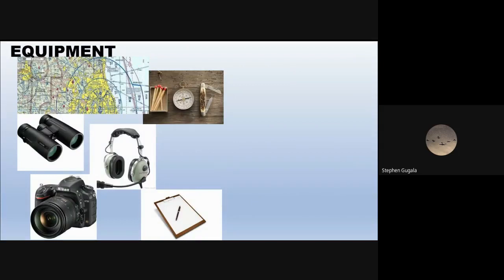You're going to need to consider equipment. Again, very subjective. You're going to need things like the proper charts and maps. Not always aviation related. And we're going to talk about some of this stuff when we get into more of the training on how to do search patterns and what you're looking for, what kind of maps you're going to want to bring. Binoculars, headsets, cameras, writing material.